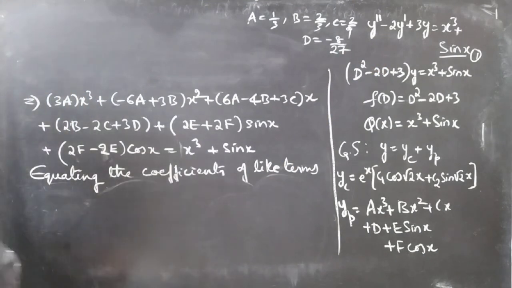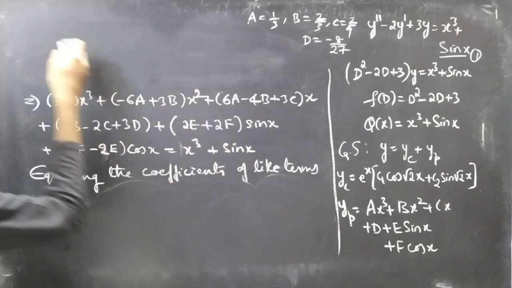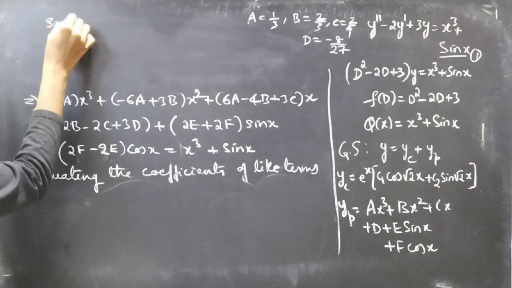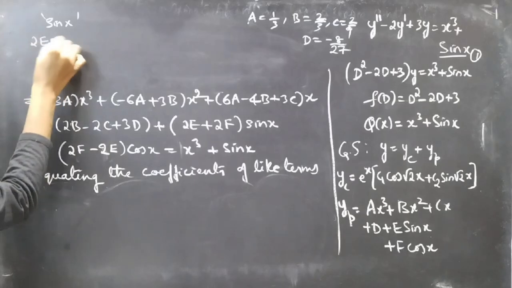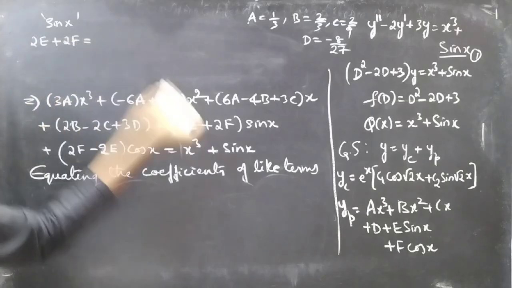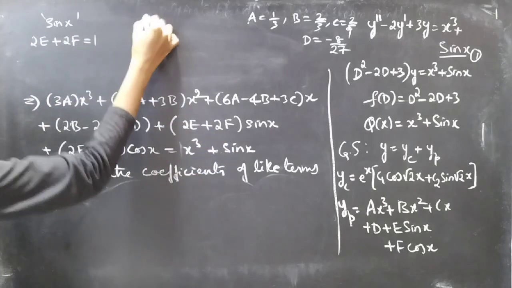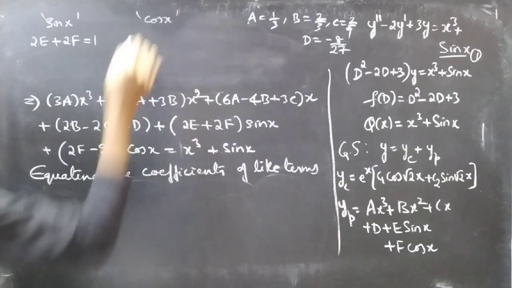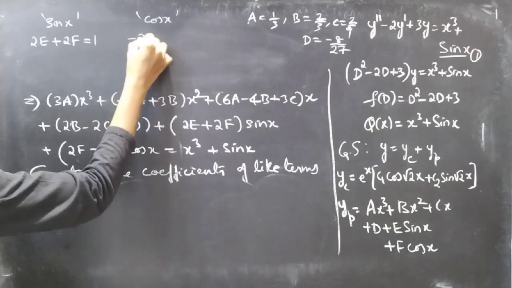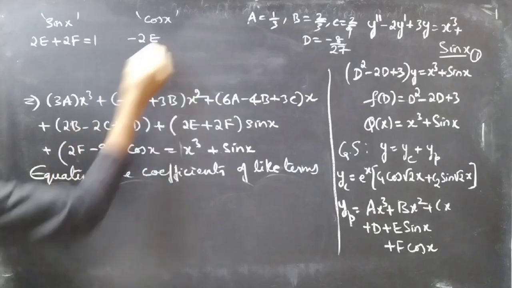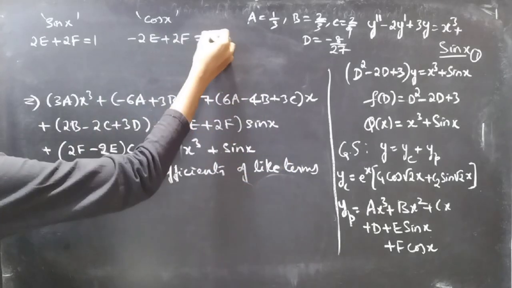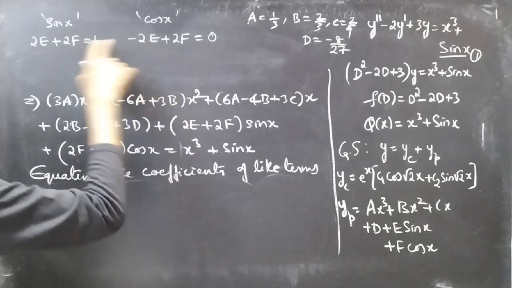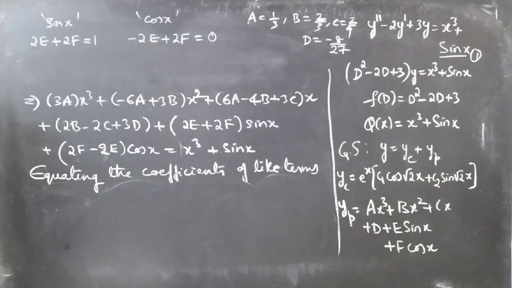Now equate the coefficients of sin x, 2e plus 2f equal to 1. Equate the coefficients of cos x, minus 2e plus 2f equal to, we don't have any cos x term in RHS, so take it as 0. Now by solving these two equations we'll get the values of e and f. Let's solve them.